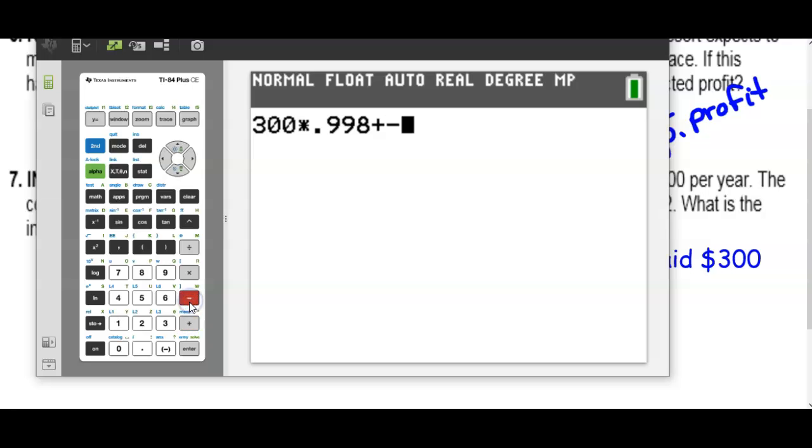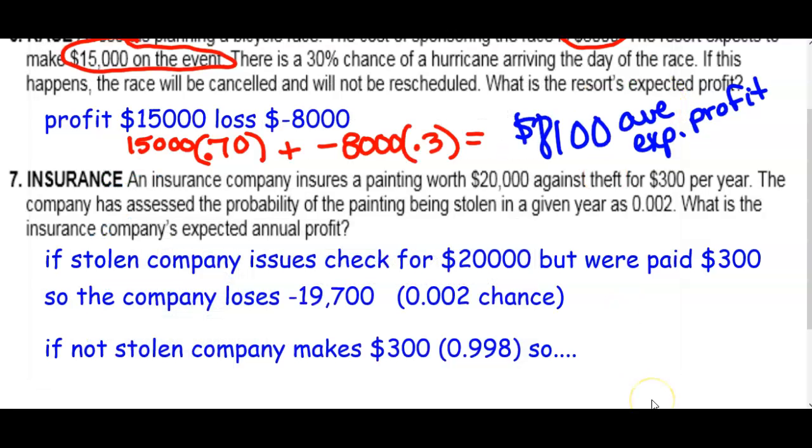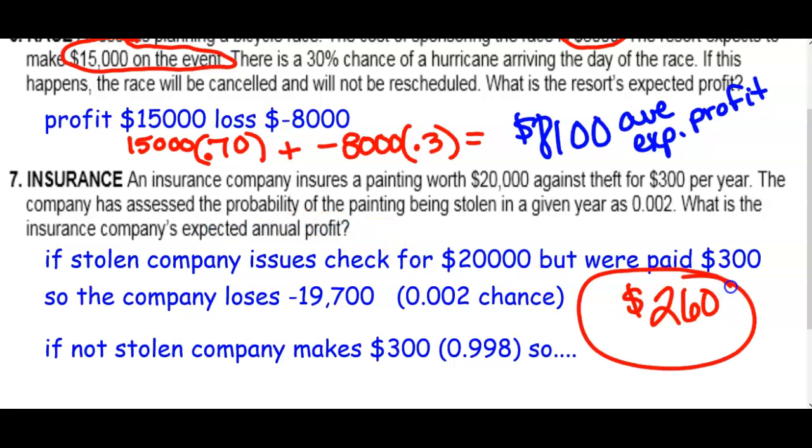But they lose, whoops, I don't want a minus, I want a negative $19,700 if that painting happens to get stolen, which is a 0.002 chance that happens. So on average, they make $260 a year. So their expected annual profit is $260, and that's basically saying it's just an average out over many, many years.